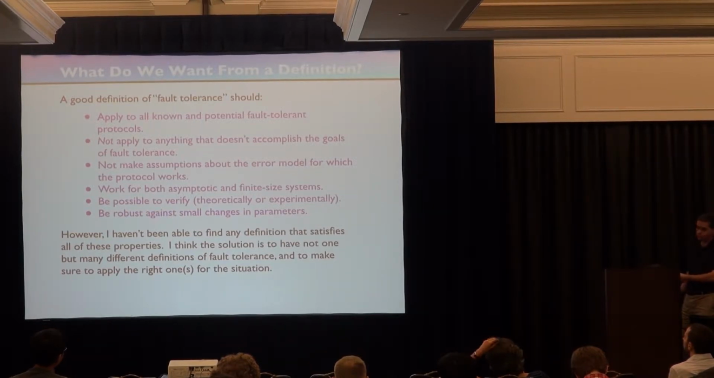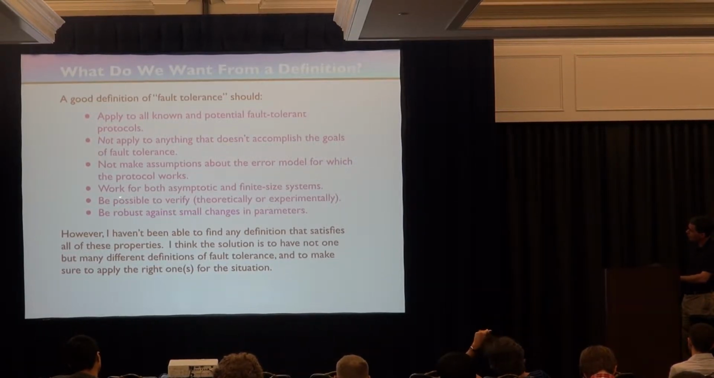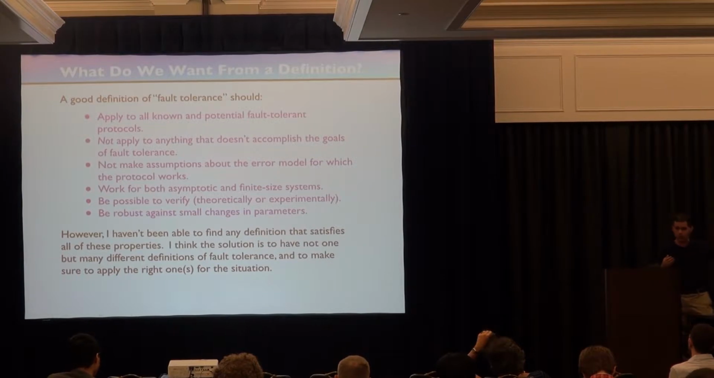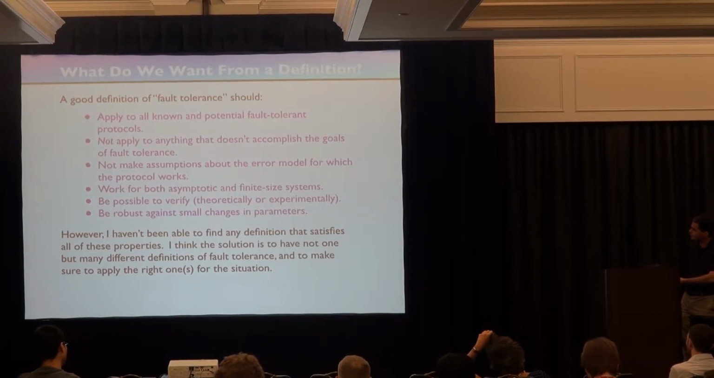And it's also not useful for experiments where you don't necessarily know exactly what the error model is. You might have a good idea, but there's always going to be some elements of it that don't match your theoretical model. So again, a perfect definition should apply in the asymptotic limit, but it should also apply for finite size systems, because we are interested in fault tolerance in finite size systems.